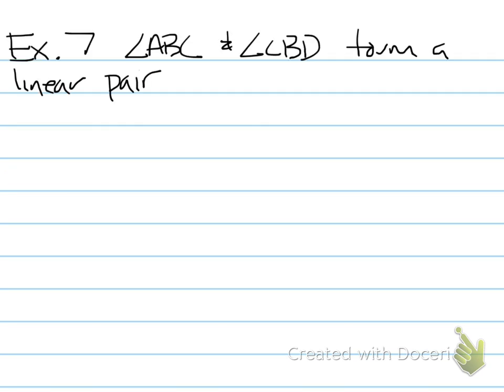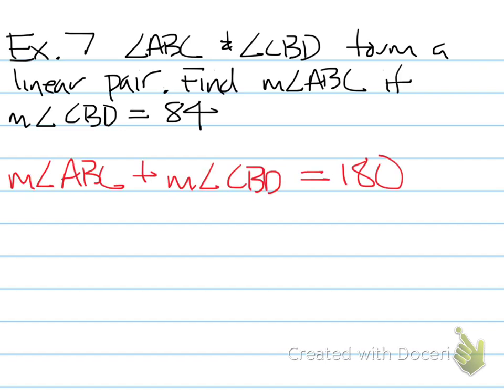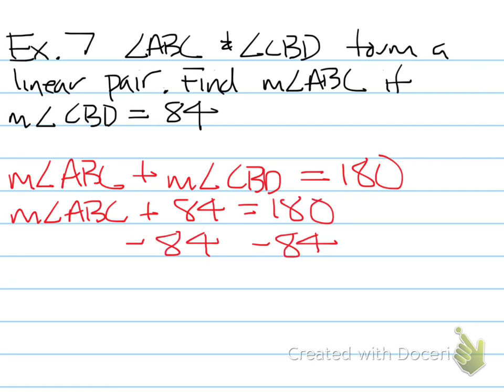In this example, we're told that the two angles form a linear pair. So we know that all angles that form a linear pair are supplementary. So I should have the measure of angle ABC plus the measure of angle CBD equals 180. We're told CBD is 84. So we're going to just subtract 84 from both sides to determine the measure of angle ABC, which is 96.